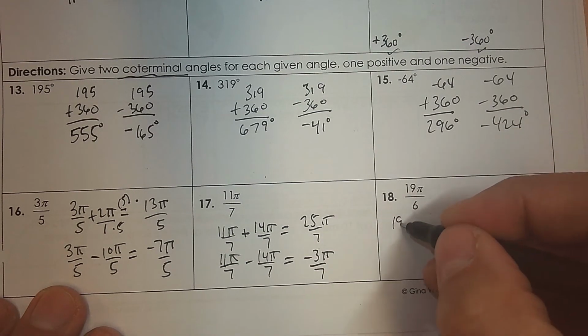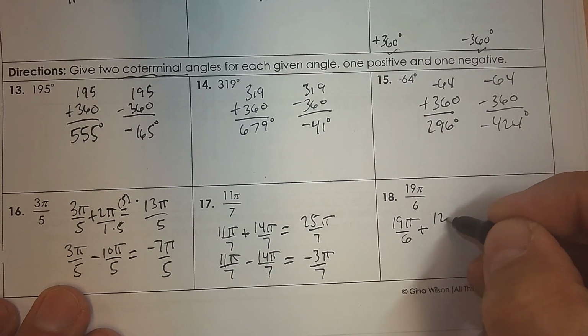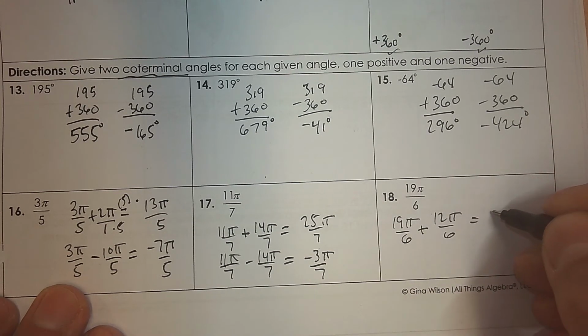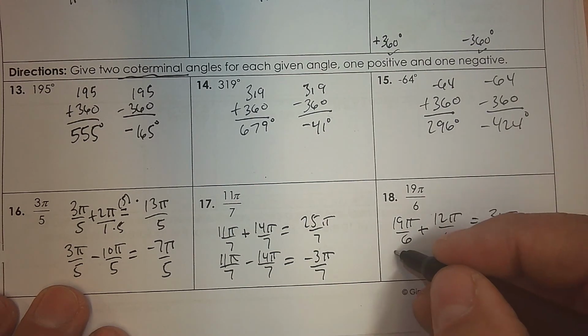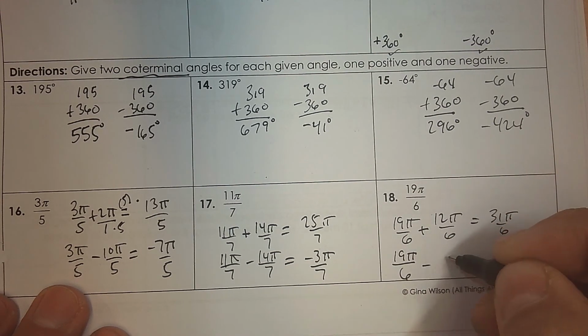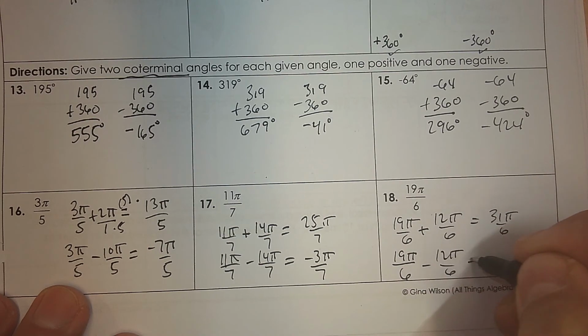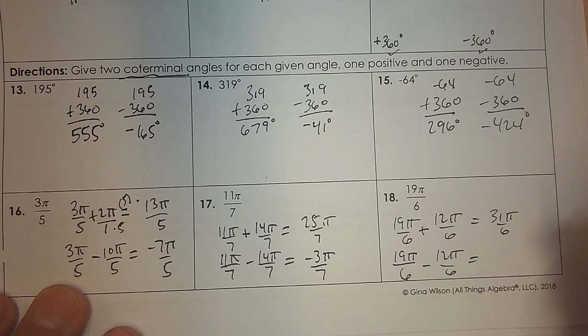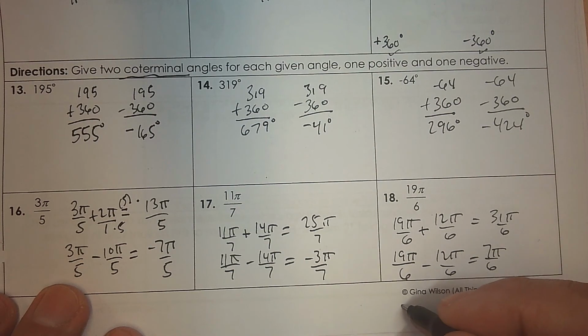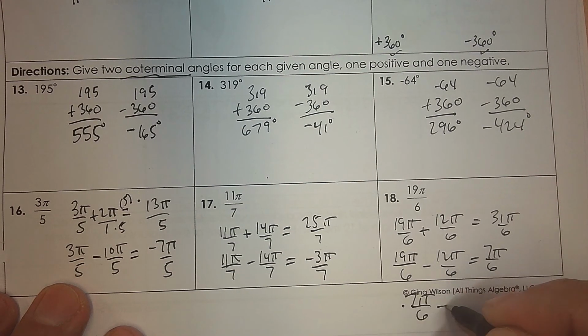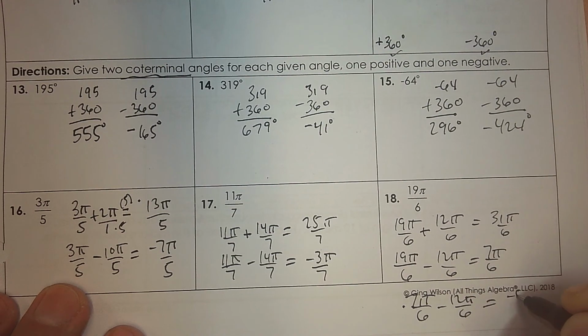One more time. Again, we need common denominators, so 2 pi will be 12 pi over 6. So that's 31 pi over 6. And then we're going to subtract 2 pi. So when you subtract 2 pi, you get negative 12 pi over 6. So that one isn't negative yet, so you could subtract 12 pi over 6 again and get negative 5 pi over 6.